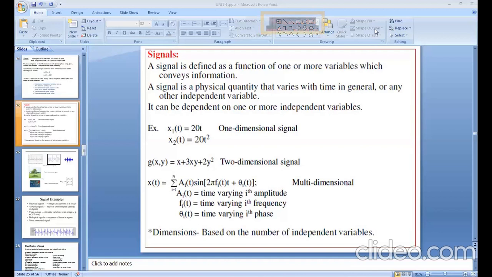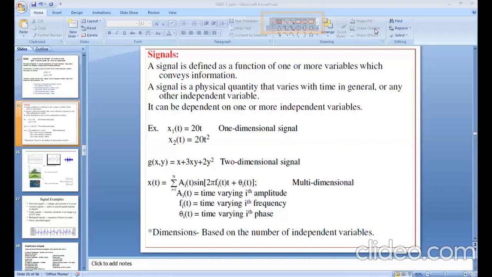Now when we talk about the two dimensional signal, a two dimensional signal carries two independent variables. As per the definition, if the signal contains two independent variables, then we say it is a two dimensional signal.